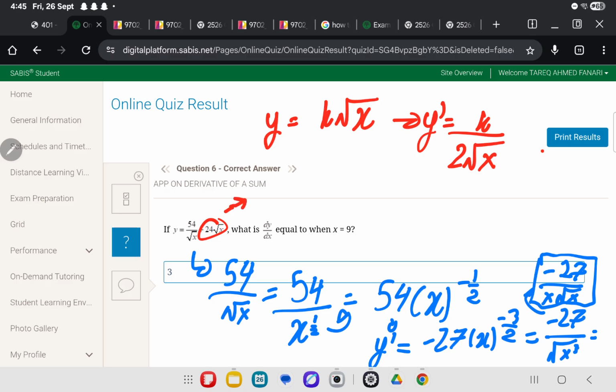Obviously, show your work in a written point. Don't just say this rule. Maybe you might get the mark for saying it explicitly, but don't, just to be safe. Show your work in a written point. So, for 24 radical x, the derivative is just going to be 24 over 2 radical x. The 24 and the 2 simplify to give me 12 over radical x. This is my derivative.